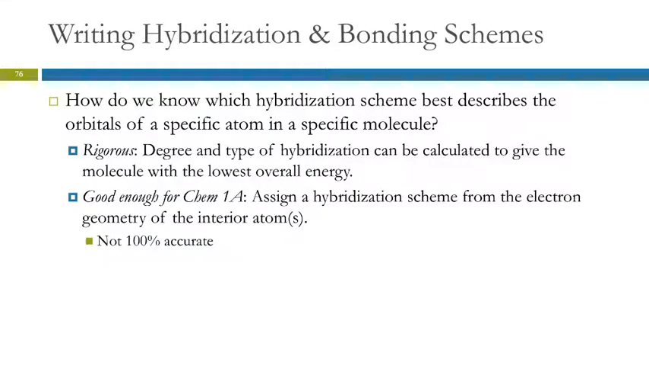Okay, so far I've been saying, well, this is the hybridization it does. How do we know what the hybridization is? Well, you calculate it to give the molecule the lowest energy. We're not going to do that. We're going to do good enough for Chem 1A. We're going to assign the hybridization scheme from the electron geometry on the central atom. Now this is not 100% accurate, but it works most of the time, and that's good enough.